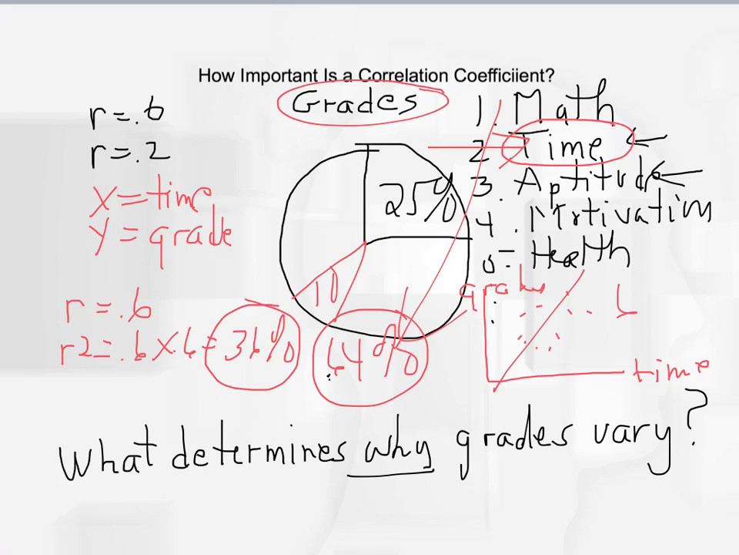Well, if 64% is not explained by how much time, what goes into that 64%? Math aptitude goes into that 64%. Health goes into that 64%. Cognitive ability goes into that 64%, but 36% is explained just by the amount of time that you put into the class. It's not a perfect correlation.